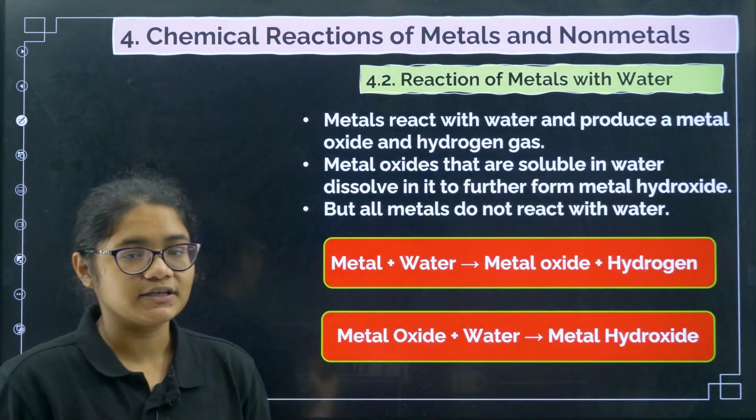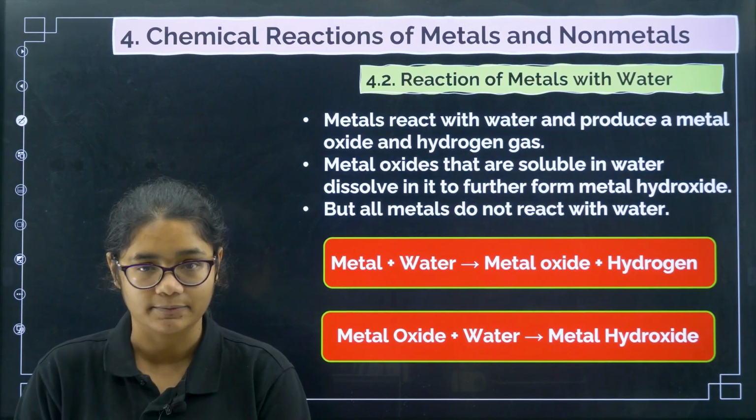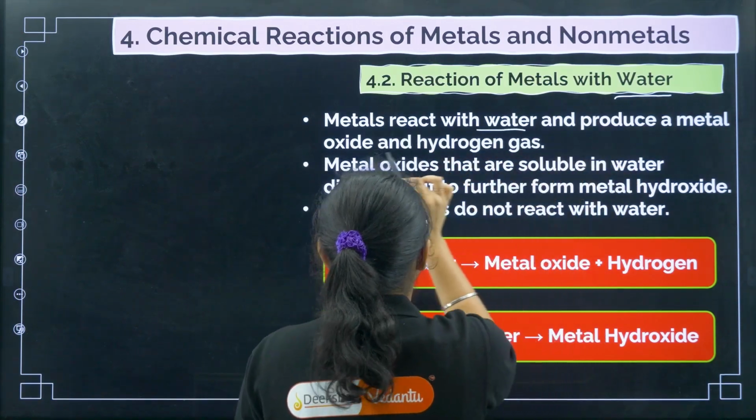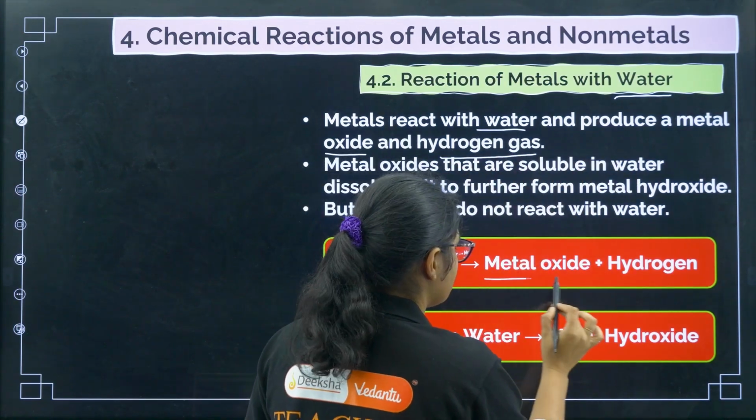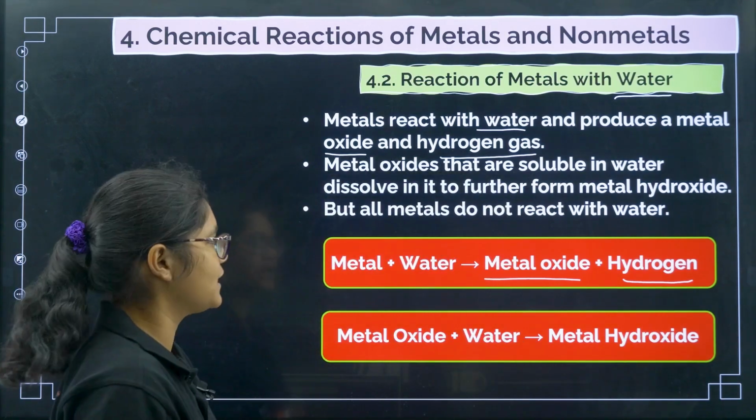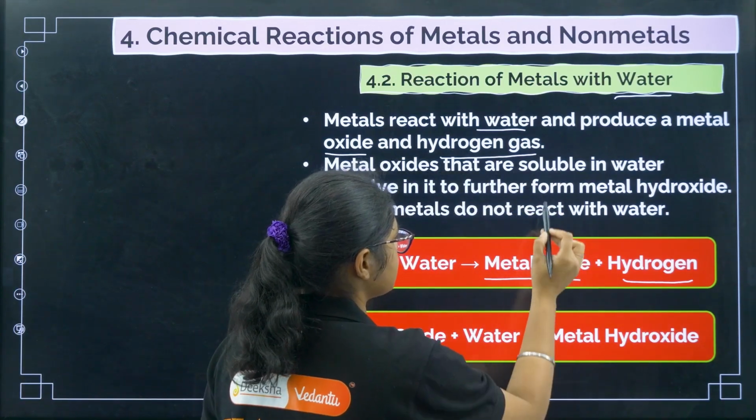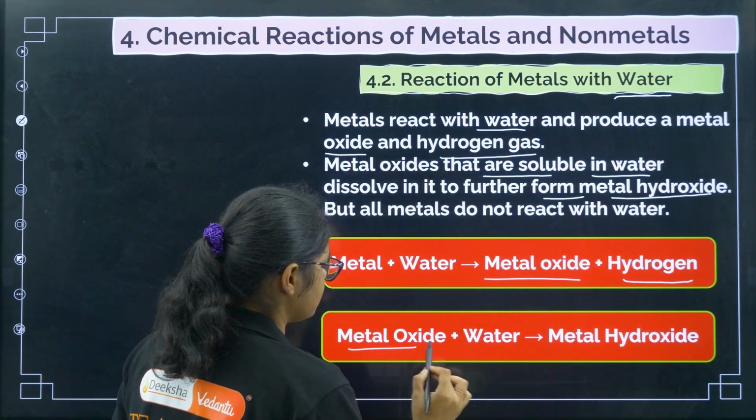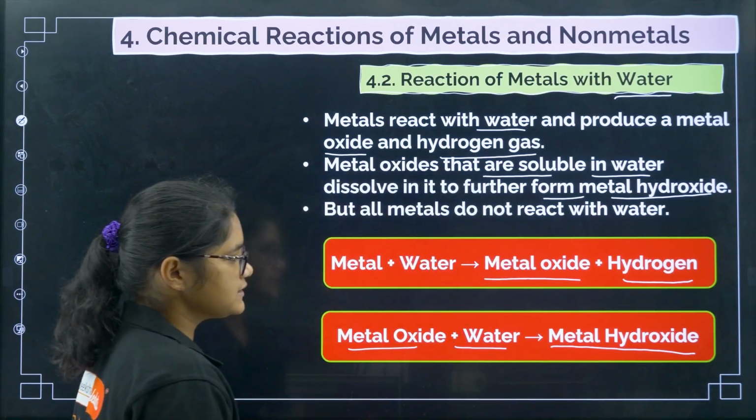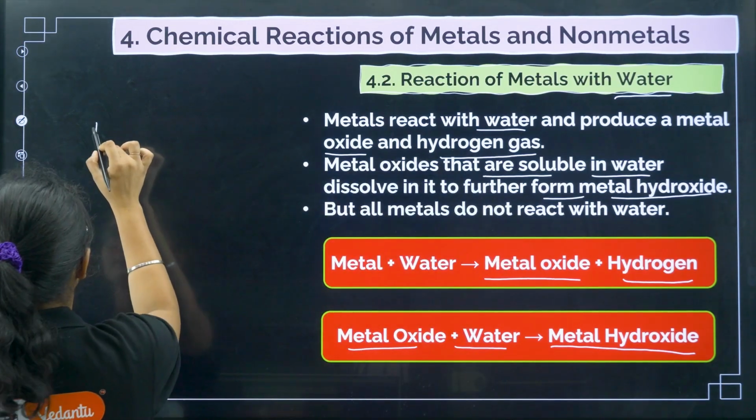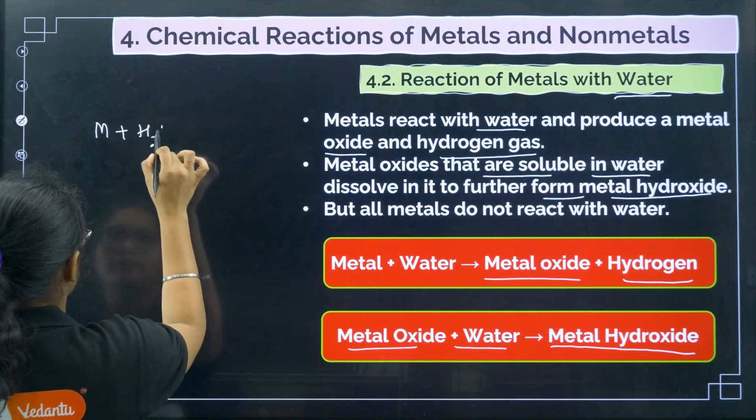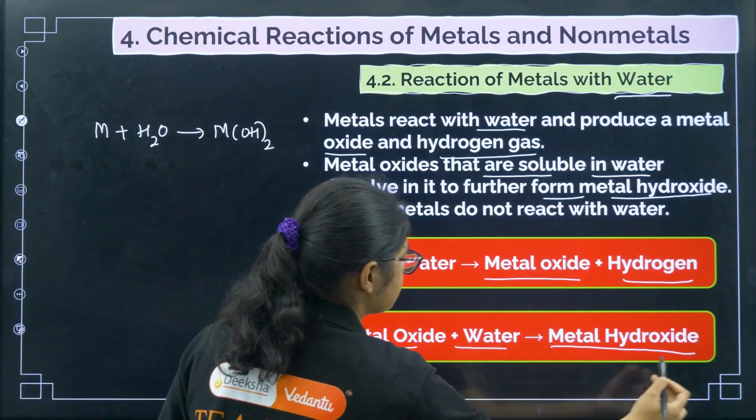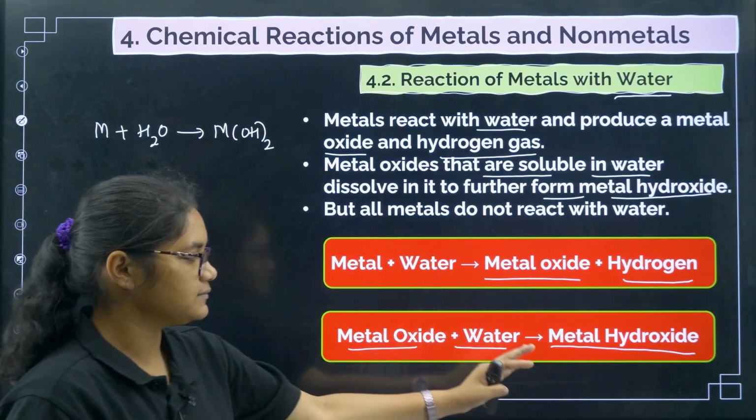Next coming to the reactions of metals with water. How do they react with water? Metals react with water and produce a metal oxide and hydrogen gas. But what happens to the metal oxides? These metal oxides are soluble in water and dissolve in it to further form metal hydroxide. So metal oxide plus water gives metal hydroxide. What is the end product that we get? Metal plus water gives metal hydroxide and hydrogen. The end product is metal hydroxide.